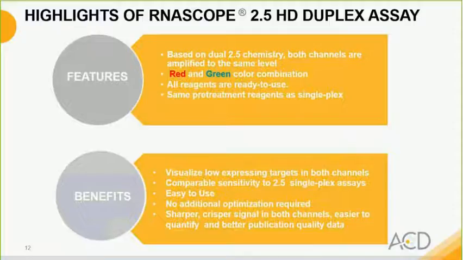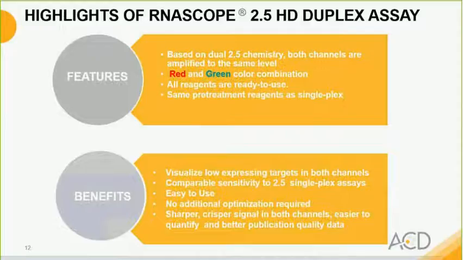Let's review a few important highlights of the RNAscope 2.5 HD Duplex assay. A few key features are that the assay is based on dual 2.5 chemistry, where both channels are amplified to the same level. Red and green is a color combination of choice, and all reagents are ready to use. The one advantage that this kit has is that the pre-treatment reagents are the same as the singleplex assay.